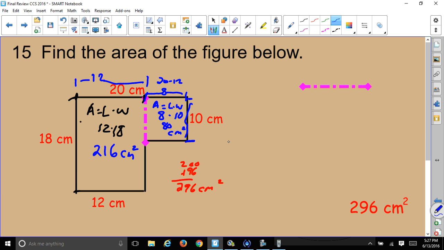And let's add that up. Our 216 plus our 80. And guess what you get? If you said 296, you are correct. So that's just another way of looking at it in case you wanted to chop it up a different way. There's also another way you can do it, by looking at the whole figure and finding the area of the whole figure, doing pretty much the same thing that we just did. But I think you've had enough of these ways of doing it.